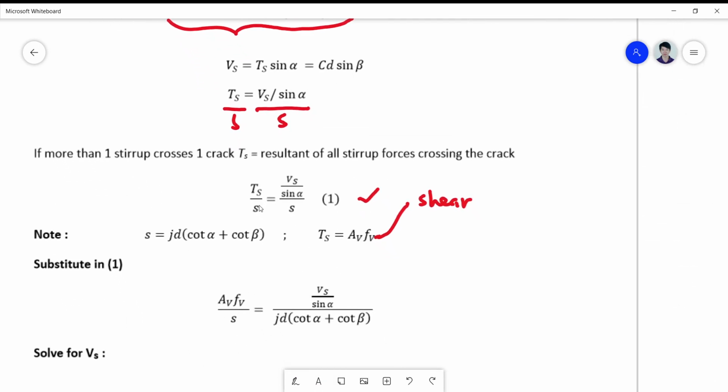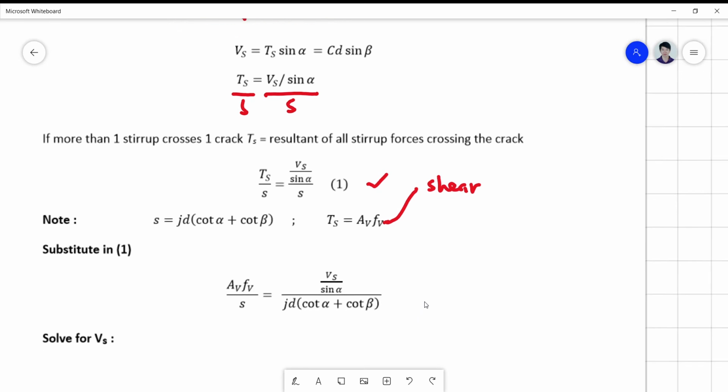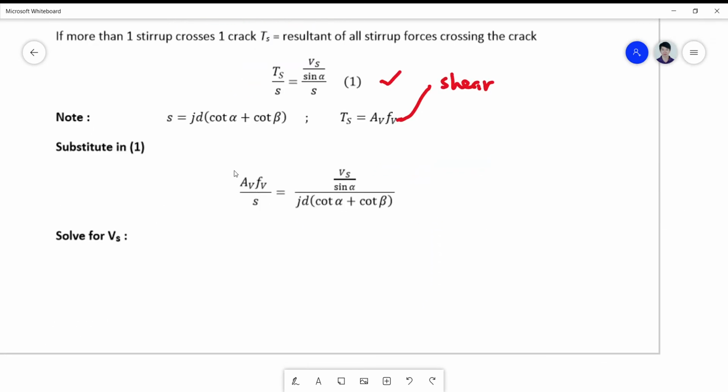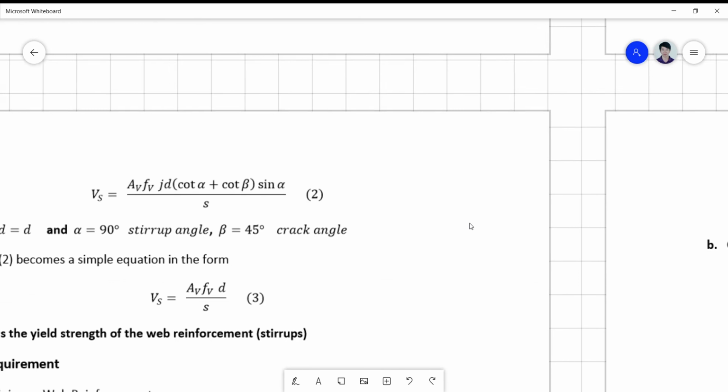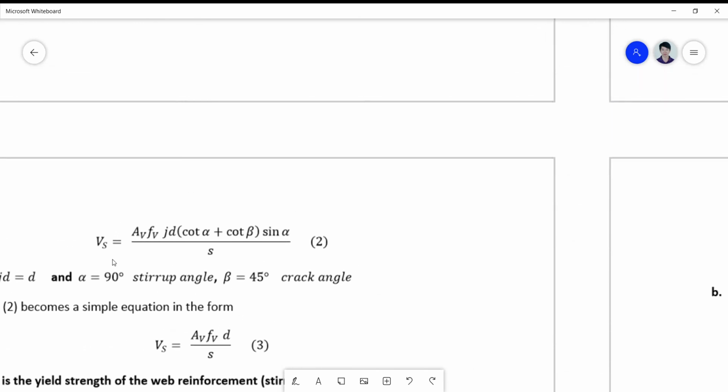Okay, S is equal to Vs over sine alpha, all over JD times cotangent alpha plus cotangent beta. So this is now your working formula to solve for the spacing of the stirrup. And by proper manipulation, we can say now that the shear contributed by the stirrup at a spacing S is simply equal to Av fy JD (cotangent alpha plus cotangent beta) sine alpha, all over S.